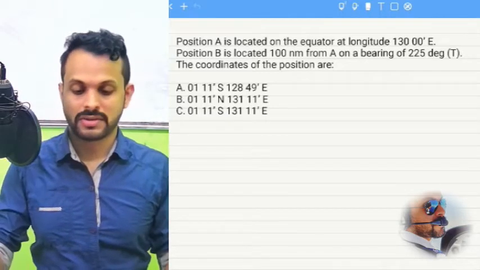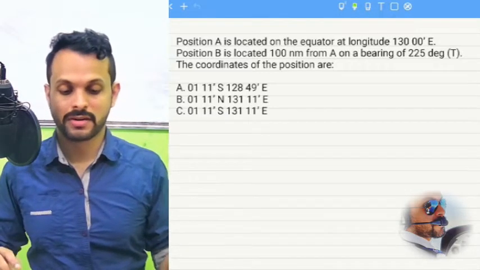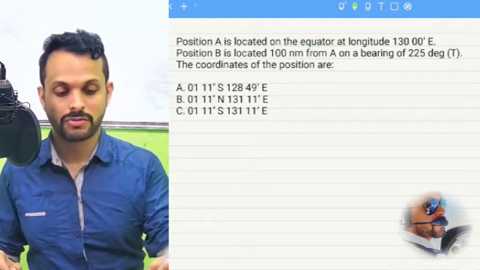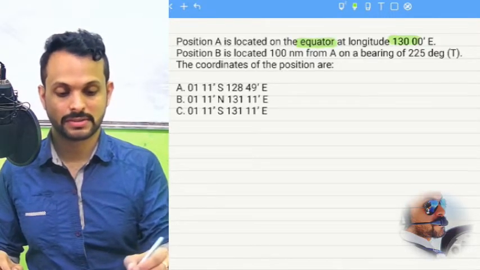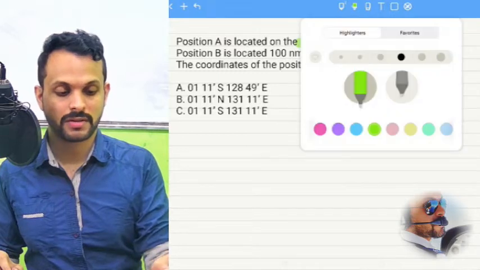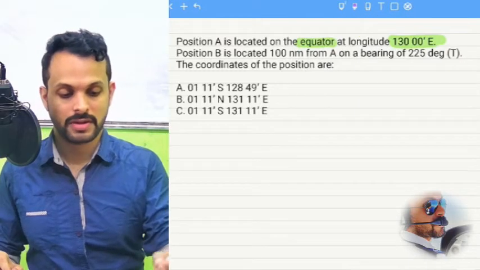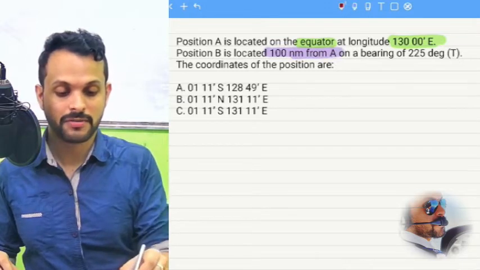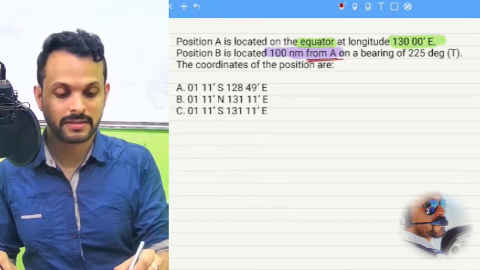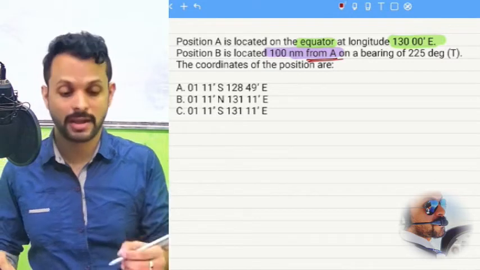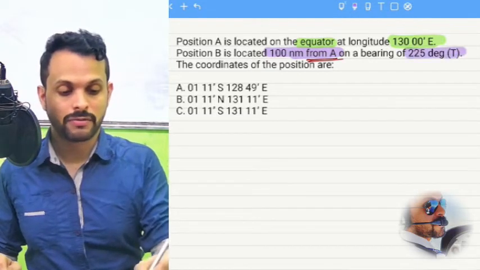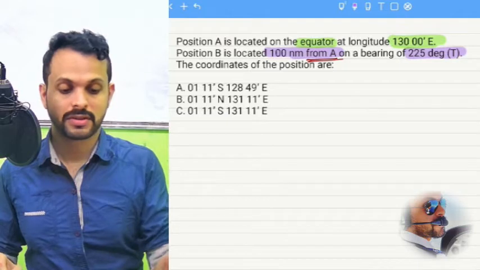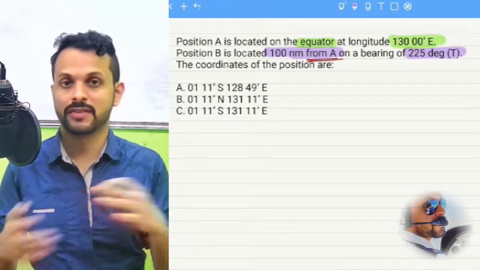All right, so the question is: position A is located on the equator on longitude 130 degrees east. So it's on the equator and 130 degrees east. Perfect. Now, position B is located 100 nautical miles from A, let me underline that again, from A, on a bearing of 225 degrees true. All right, so they're giving you two different points.